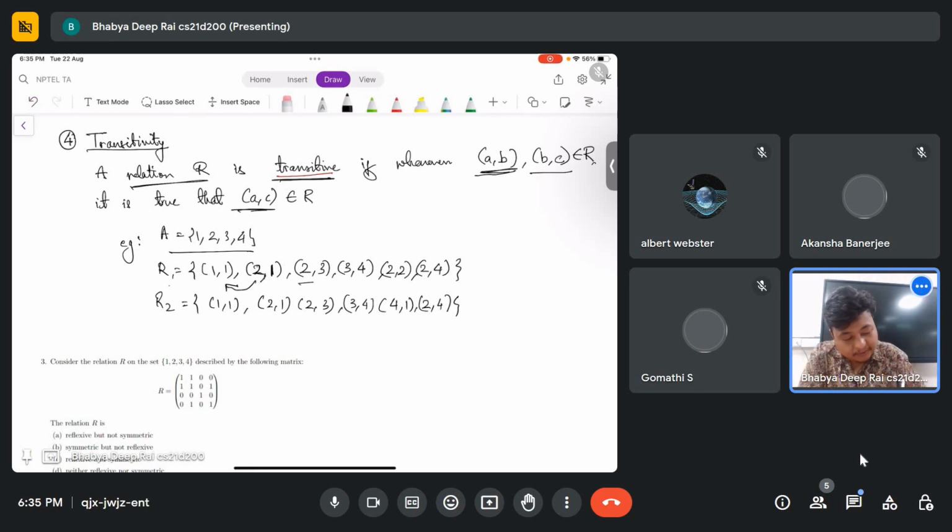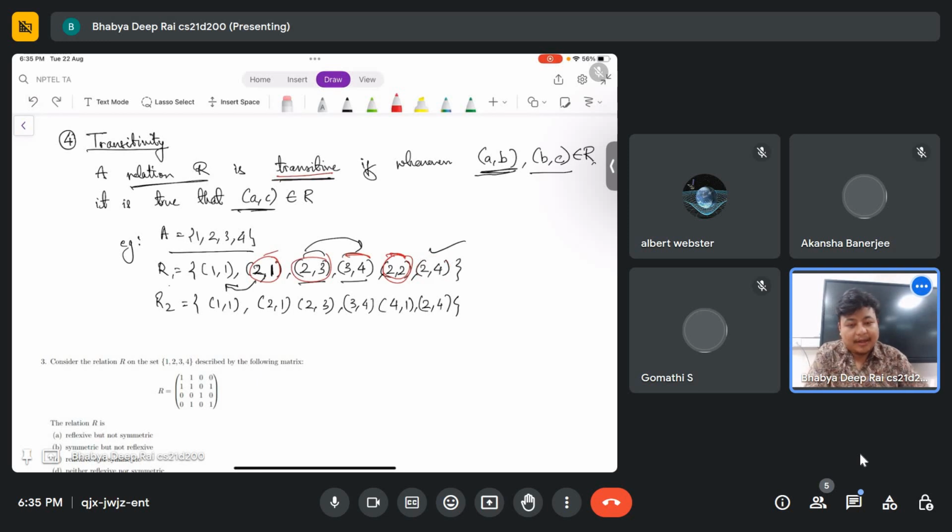Right. So it is fine so far. Next, (2, 3), (3, 4). Then (2, 4) should exist here. (2, 4) exists. So fine so far. Next, (3, 4) and (4, something) is not present, so we don't care. (2, 2) and (2, something): (2, 2) and (2, 3) are there. Do we have (2, 3)? Yes. (2, 2) and (2, 1) is there. Do we have (2, 1)? Yes. Finally, (2, 4) and (4, something).